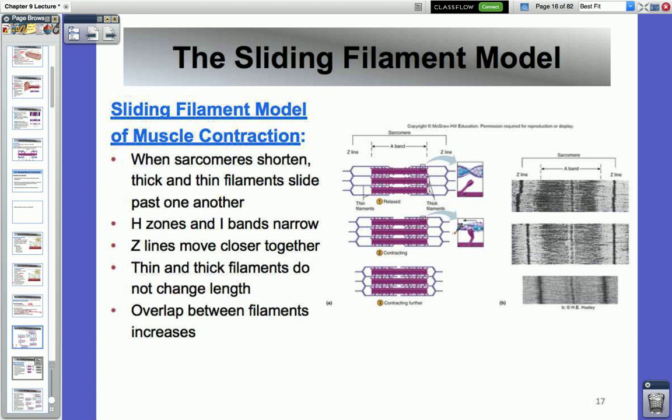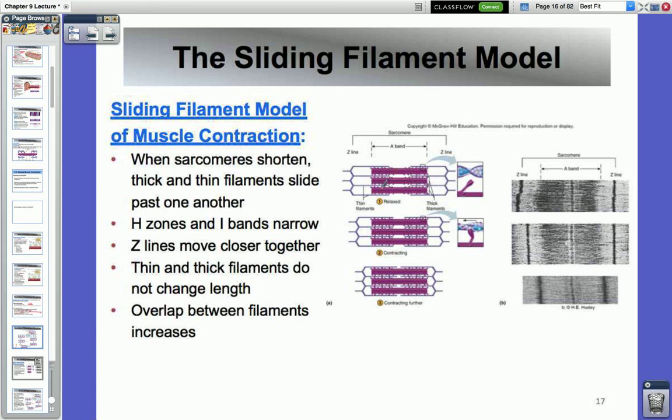I've mentioned this sliding filament model several times already, although I just have not given it a name. But again, when a muscle contracts, these Z lines here are moving closer to each other. The sarcomere is shortening, the muscle is shortening, which means that several structures within the sarcomere are going to get smaller or more narrow. Remember, where we only have actin, that's going to be the I band. Where we only have myosin is the H zone.